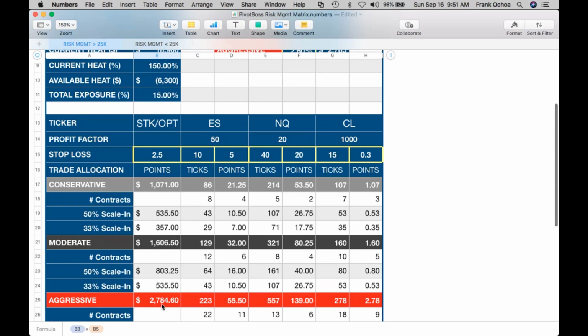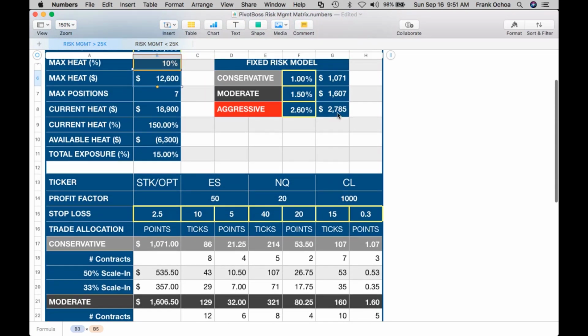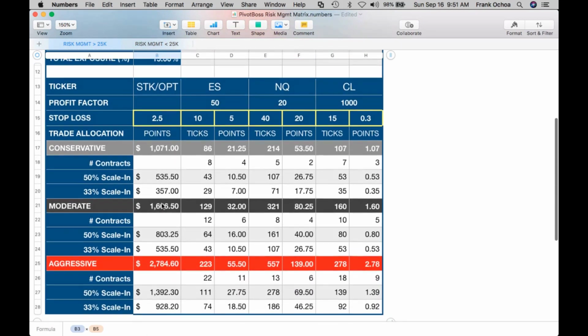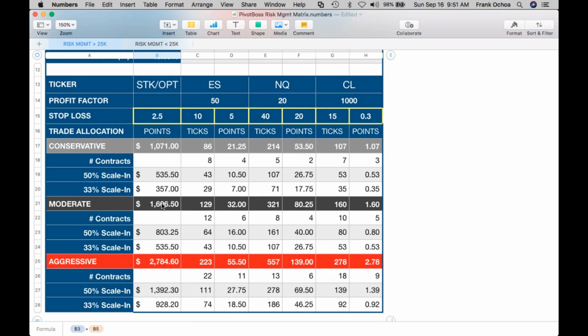You got down here 2784.60, same thing, 2785. This one's rounded, this one's not. And basically what it's saying here, if you day trade, for example, or even swing trade, you can use this model. If you're trading stocks or options, this is the amount you can risk. And if you're scaling in half and half, then you can risk 535.50 on the first half and 535.50 on the second half. It's basically splitting this in half.